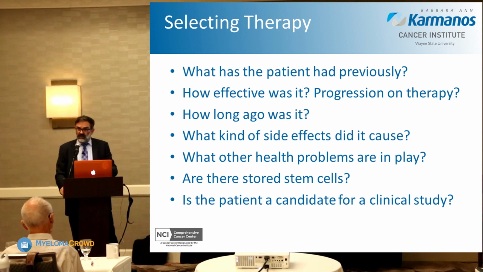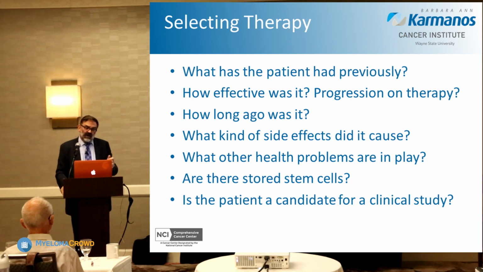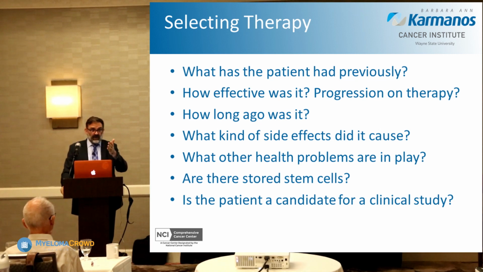What other health problems are in play? You know, do you need a steroid-light regimen because your blood sugar is completely out of control? Do you have to use an extremely low dose of bortezomib because your neuropathy is out of control? These are considerations. Another one always comes back to this other question about the number of transplants. Are there stored stem cells? And again, just as the first time around, you still have to have a certain level of fitness for a second transplant. And then I always ask the question, is a patient a candidate for a clinical study?